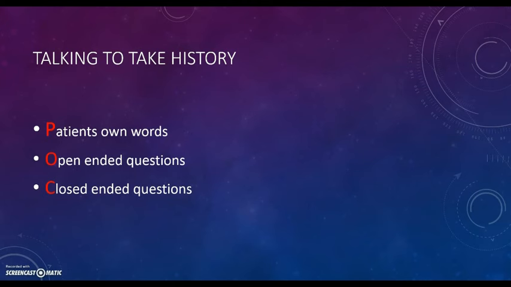When we write a lot in between taking history, there are a lot of silences, the continuity is broken, and the emotional bond fails to develop. It is better to jot down points while talking to the patient and then elaborate later in the prescribed format. It is always better to start taking history by giving the patient the chance to explain rather than interrupting with questions. Then come the open-ended questions. First it is the patient's own words, then come the open-ended questions.